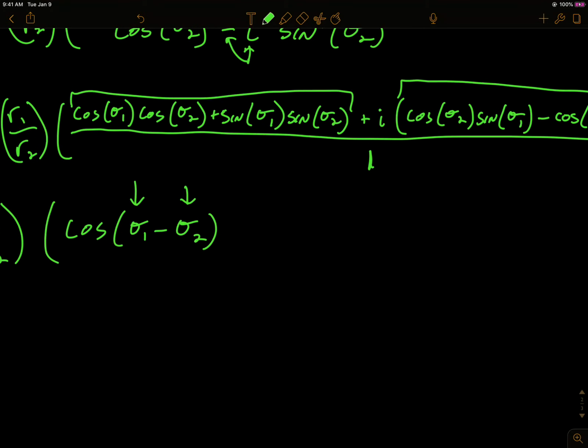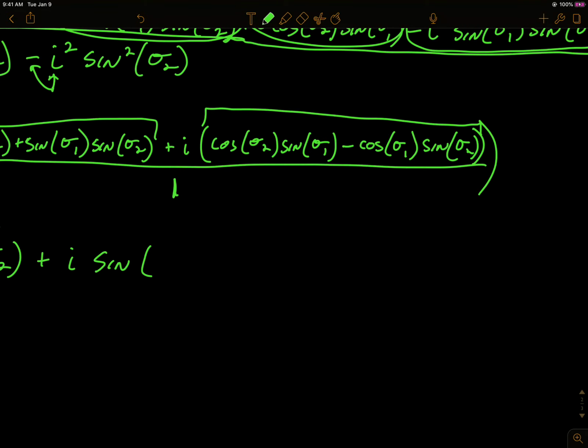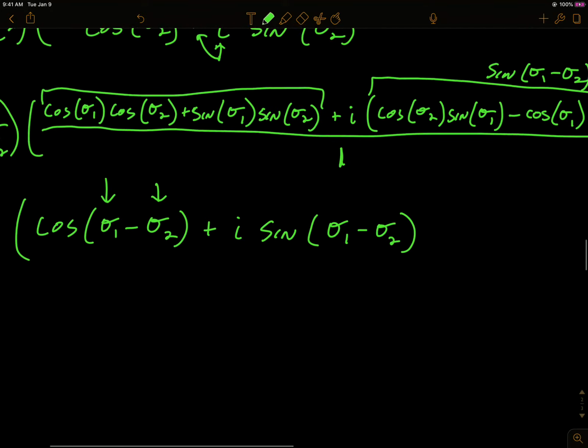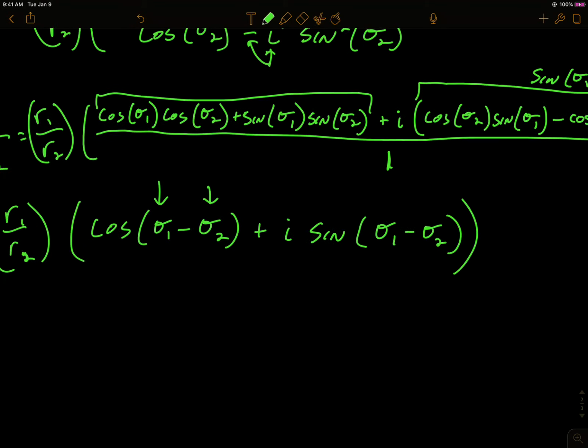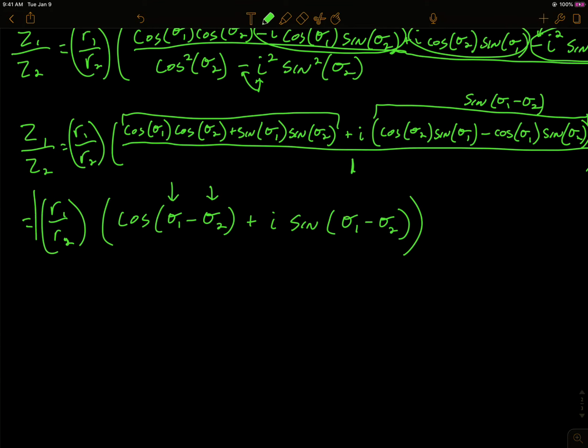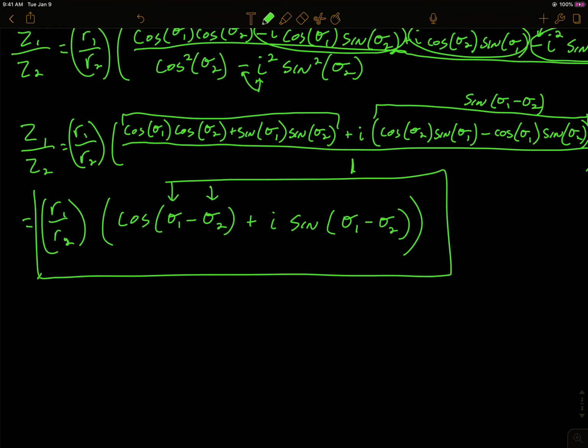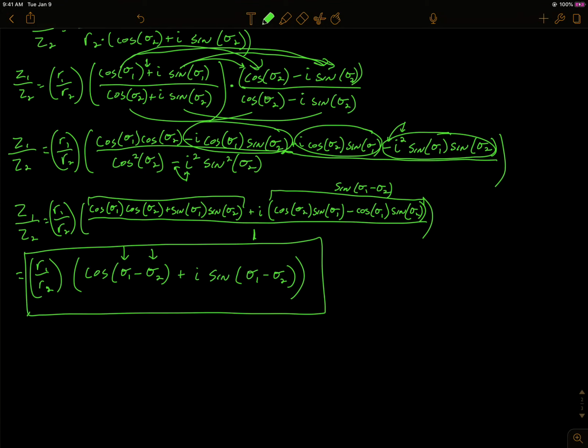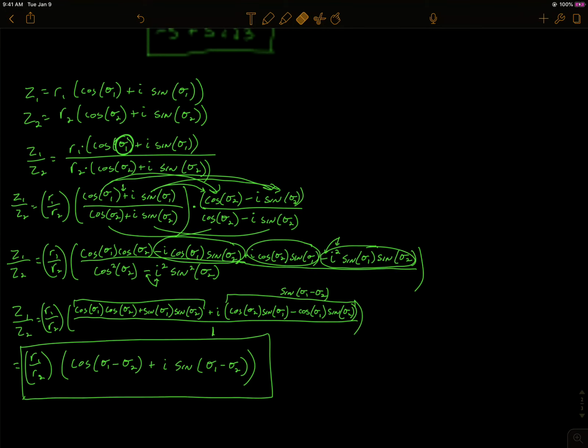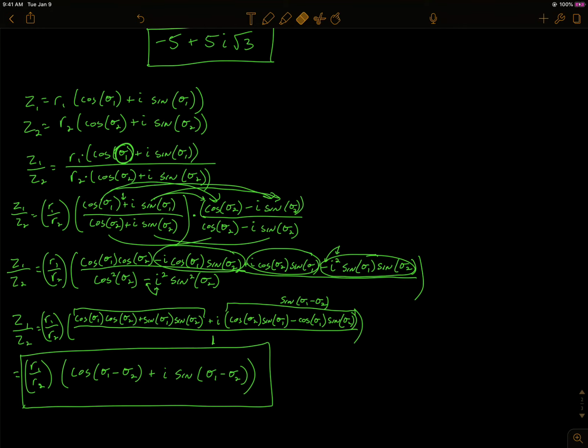And then plus i times sine of, this is the difference formula for sine, right? This part is sine of theta 1 minus theta 2. So that's going to be sine of theta sub 1 minus theta sub 2. And again, the order matters. All right, so that is our formula for dividing complex numbers. So we do it once with variables so that we don't have to do all these steps every time we try to divide these complex numbers.